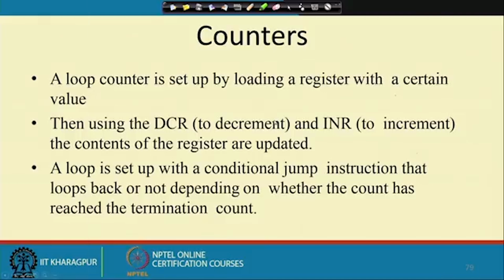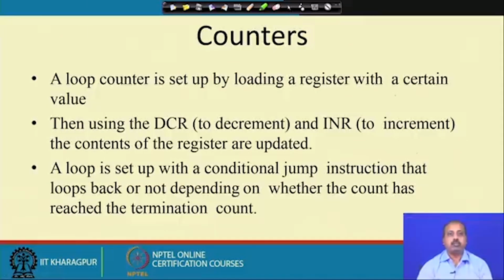Next, we will go towards implementation of counters, because many a time we need to have some actions done repetitively, and we will like to implement some counters in the programs. A loop counter can be implemented very easily in microprocessors like the 8085 by loading a register with some value and going on decrementing the register till the content becomes 0, or going on incrementing the register till the content overflows and comes back to 0.